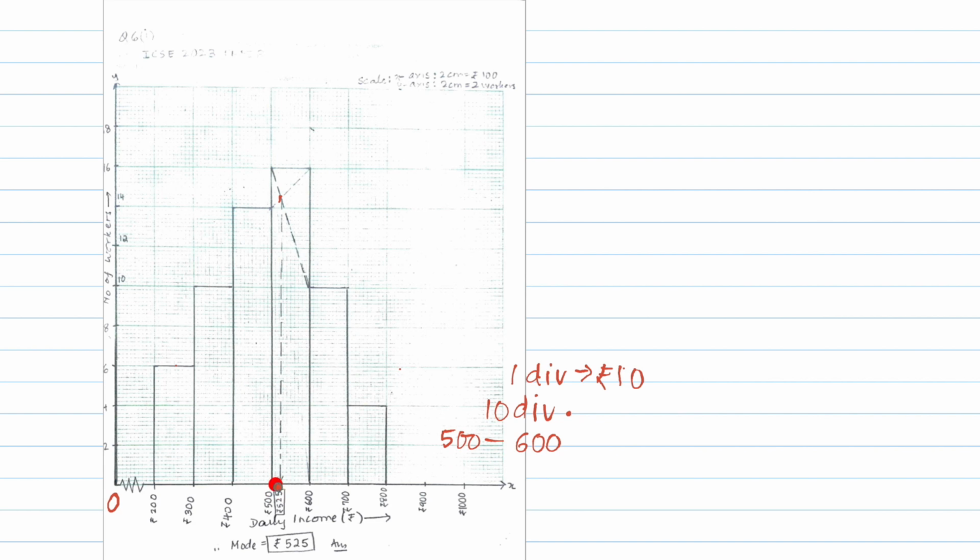So if there are 2 divisions, that will be 2 divisions giving us rupees 20. And then in between a little bit is there, the mark is between 2 and 3, second and third division. So I have taken it as 25 rupees. Yeah, so we have 525. Write it like so, and then you write that mode is rupees 525, and that is your answer.